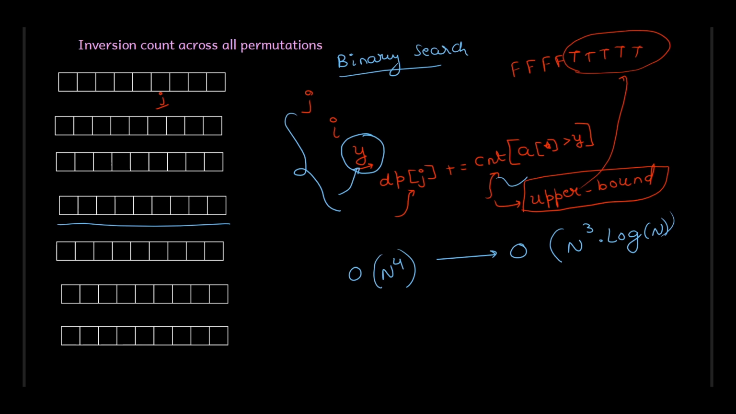Okay, so far so good. But then how do you optimize it down to O of n square log n? Can you actually remove this y factor as well?